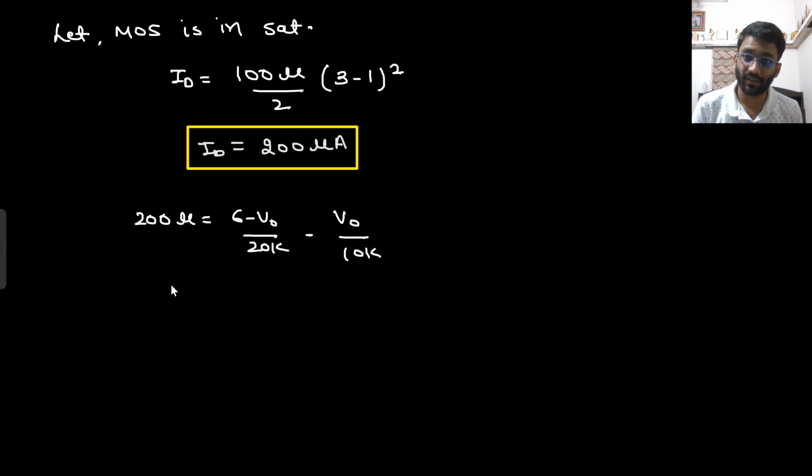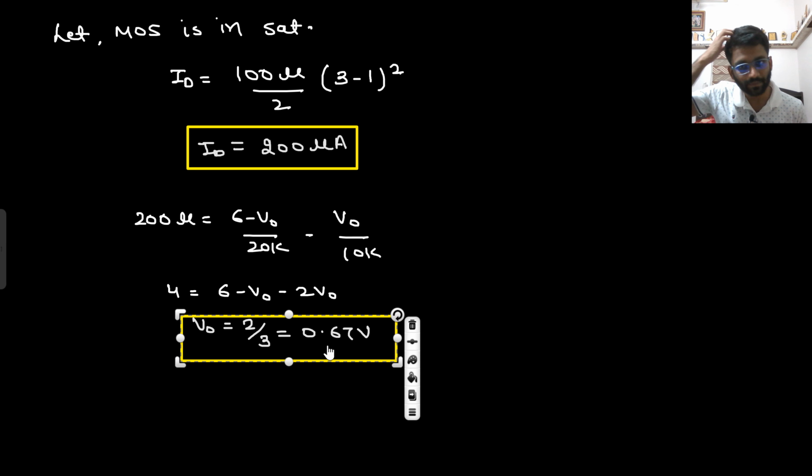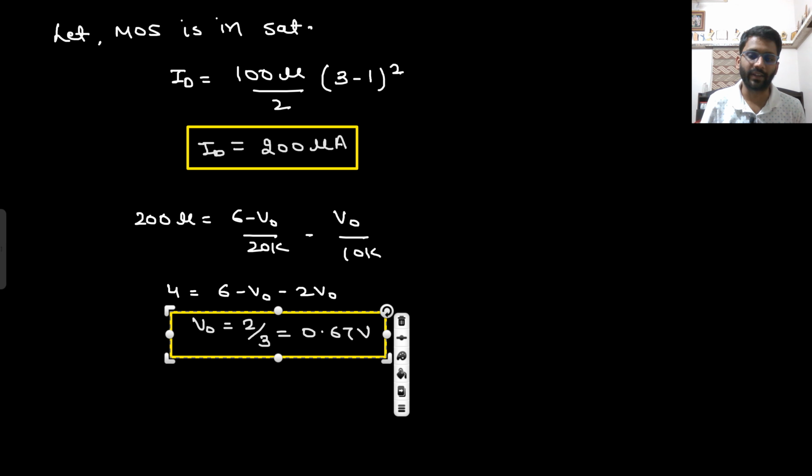20 will go here. 2 into 10 to the power 4. This will be 2 into 10 to the power 4. This will be 4 only. 6 minus V naught minus 2 V naught. 3 V naught equals 2. So V naught will be equal to 2 by 3. So what are you getting? 0.67. When you solve this equation, the V naught value we are getting is 0.67.